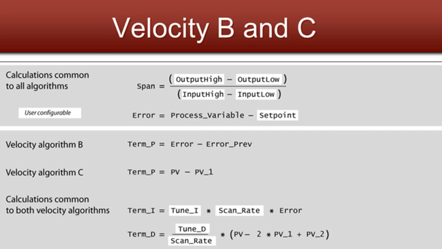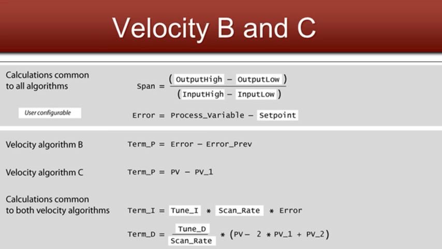The rest of these calculations then are common to both velocity algorithms. So we're going to take our error, which we've calculated two different ways, times our scan rate, times our user-entered tune I, and that's what we're going to use for our I term, and likewise with our derivative. Then ultimately the output gets calculated, and going back to our tank, we determine what the gas valve is going to be set at.